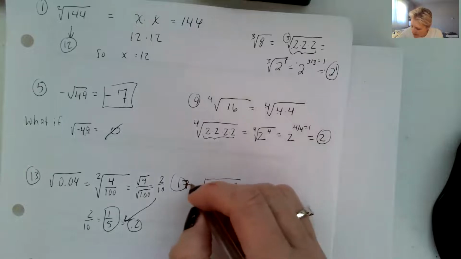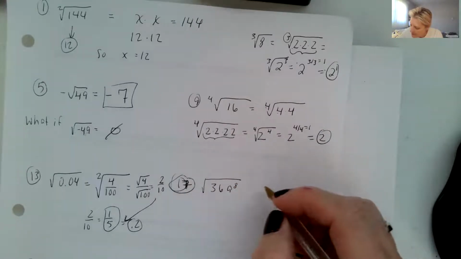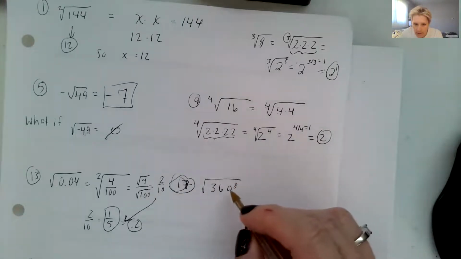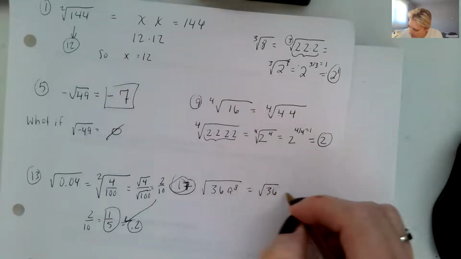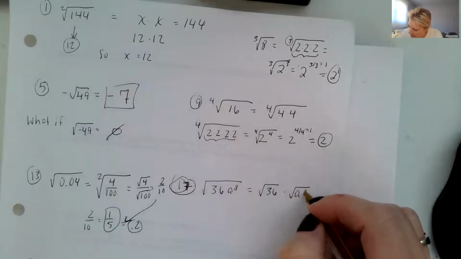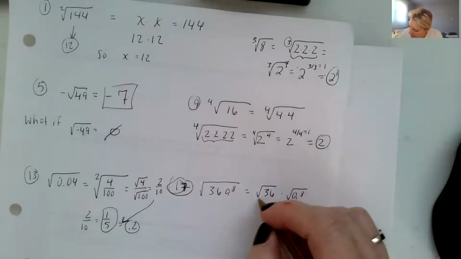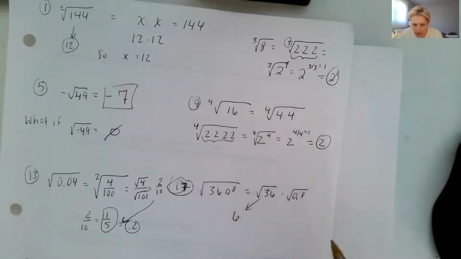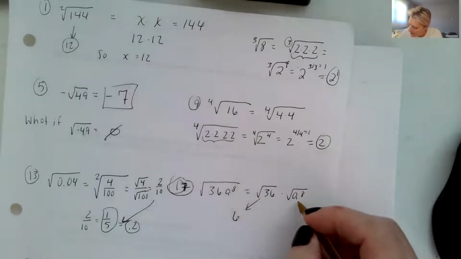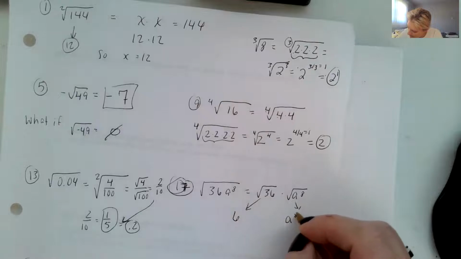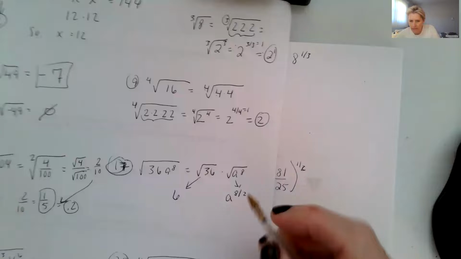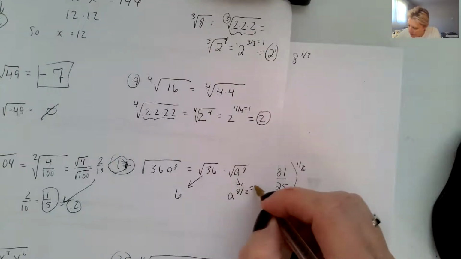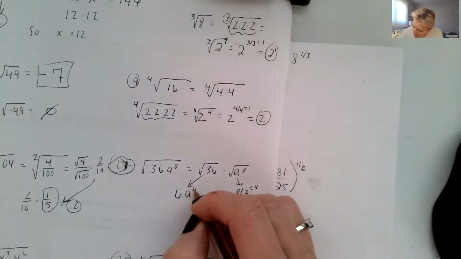So number 17 says the square root of 36 times a to the 8th. So I can split this up and say square root of 36 times the square root of a to the 8th. And I know the square root of 36 is 6, because 6 times 6 makes 36. And the square root of a to the 8th is the same as a to the 8 over 2, because it's a square root. And that evenly divides. 8 divided by 2 is 4. So this is a to the 4th.